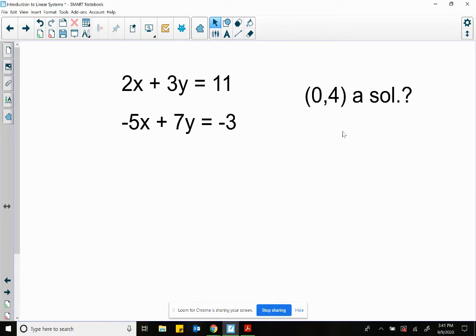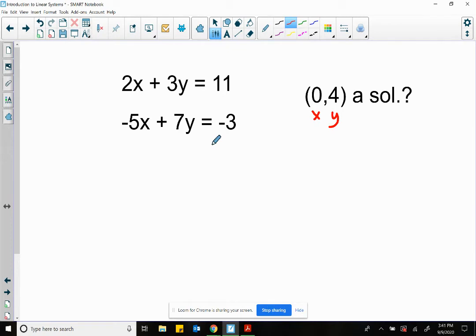Plug it in. Absolutely. All you've got to do is plug that in. If (0, 4) is a solution to this, because that's a point where the 0 is the x value and the 4 is the y value, in order for this to be a solution, all you're going to do is plug it into both equations. As long as it is true for both equations, then it's a solution. It has to be true in both of them, not just one, but both of them for it to be a solution.